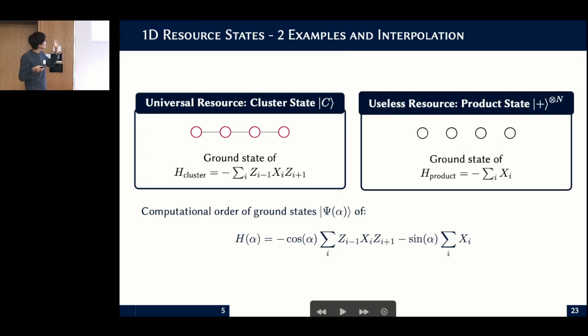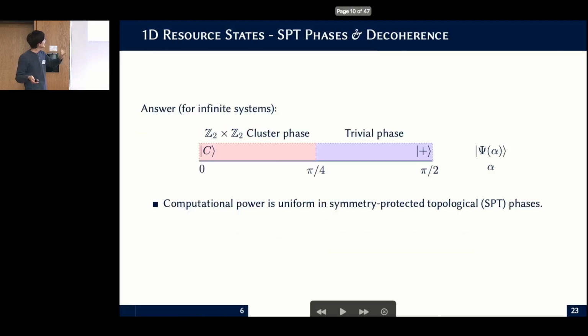But now you can ask, well, what happens if I take these two Hamiltonians and I interpolate between them? What does the computational power landscape of this look like? And perhaps surprisingly, it turns out that it splits up into two distinct phases. One where you have uniform computational power, so all the states in that aspect of the phase diagram are as powerful as the cluster state, and this phase where essentially all states are as computationally useless as the product state.